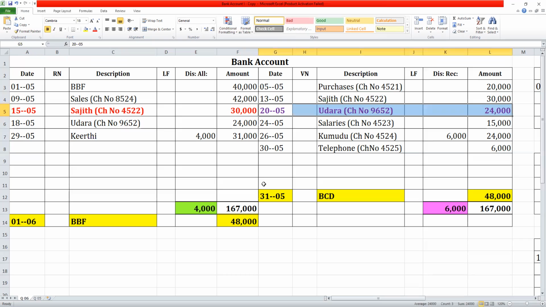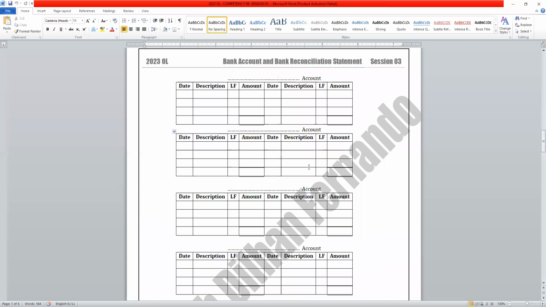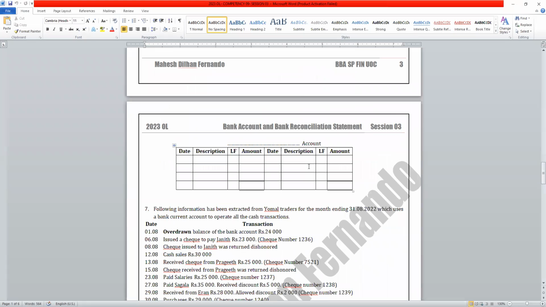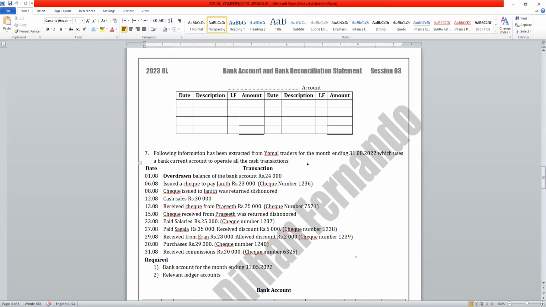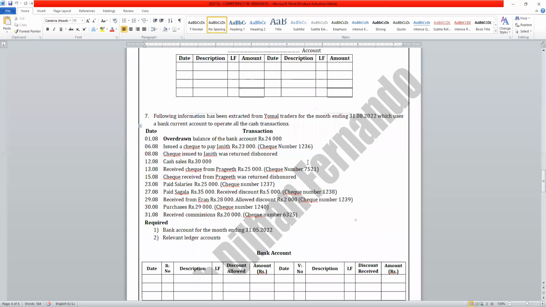Okay, students, great. Let's move to the second activity, in fact activity number 7. Look at that question. I have included another new point in there. Look at this one. Highlight this word, overdrawn balance.